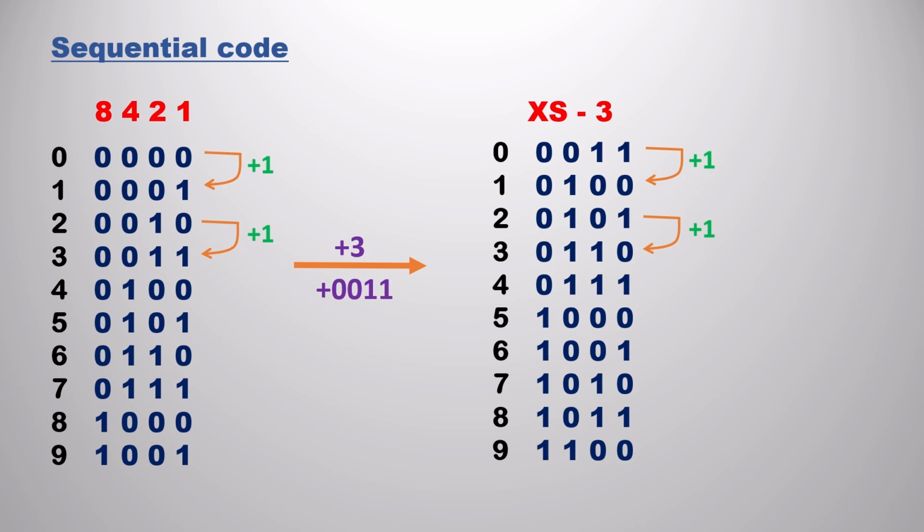If you add 1 to the first code, 0011, you get the next one only, that is 4. Likewise, if you add 1 to any code, you get the next digit. This is similar, so that is why they took XS-3 and 8421 BCD as sequential codes. I hope you understand the sequential code.